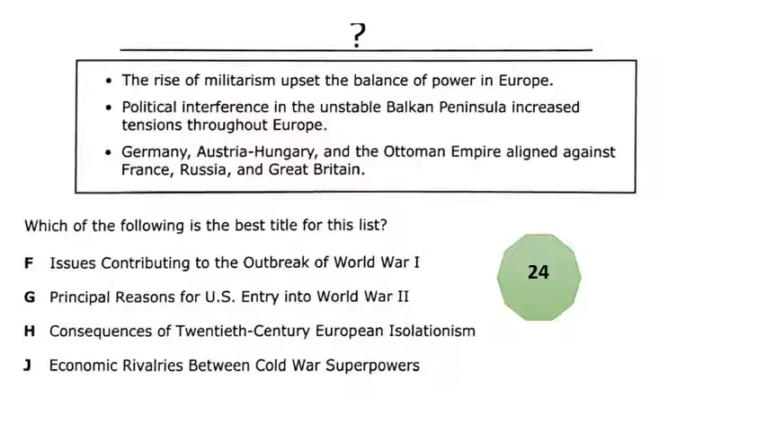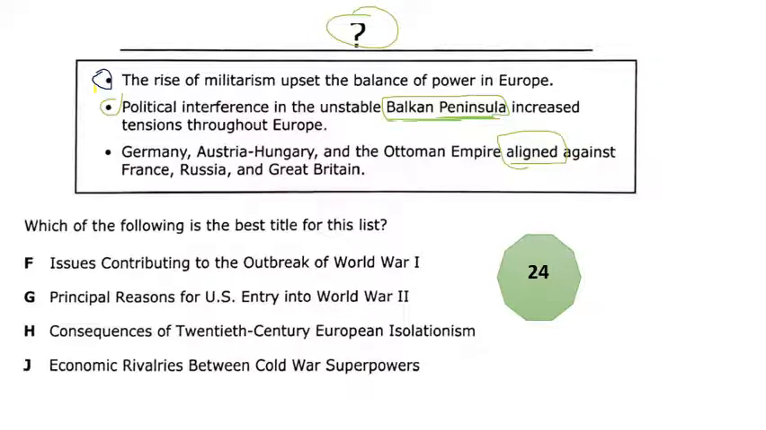Which of the following is the best title for this list? Question 24. So we have a list. We have 3 bullet points. We have rise of militarism, upset the balance of power, political interference, and unstable Balkan Peninsula. So remember, that is where Franz Ferdinand is assassinated by a Serbian extremist. And we talked about the alliances. Which of the following would be the best title for this?